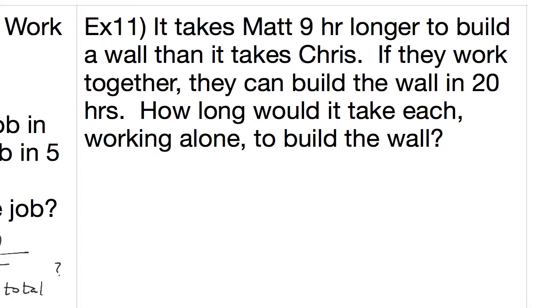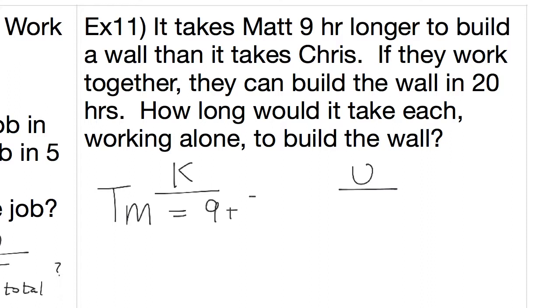It takes Matt 9 hours longer to build a wall than it takes Chris. If they work together, they can build the wall in 20 hours. How long would it take each working alone to build the wall? So let's write down our knowns and unknowns. Knowns. It takes Matt, the time for Matt is going to equal 9 plus Chris. The time for total is 20 hours.